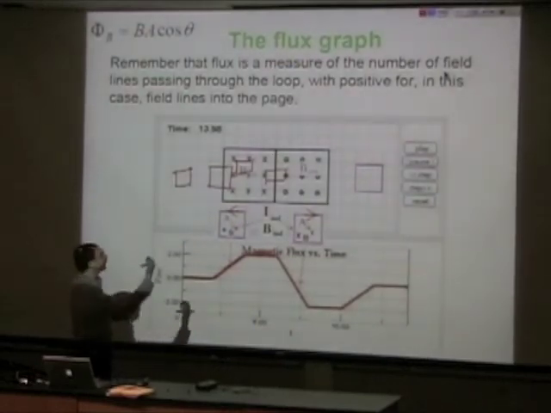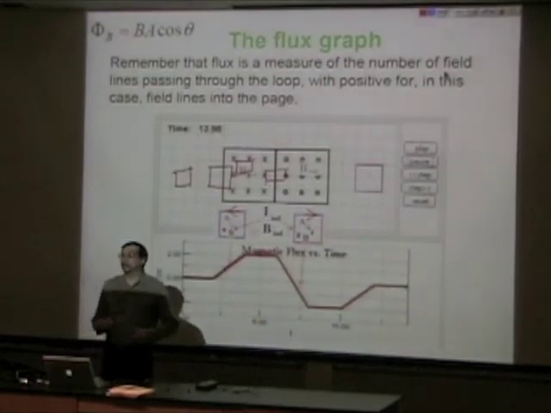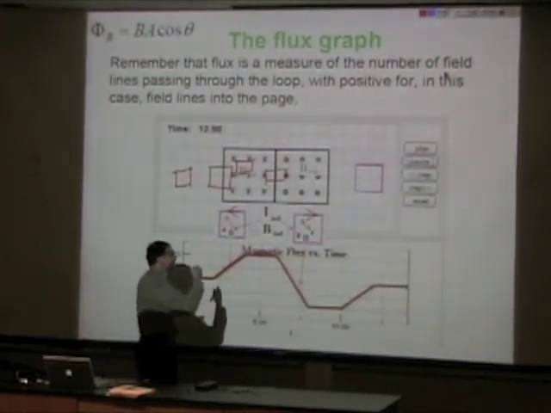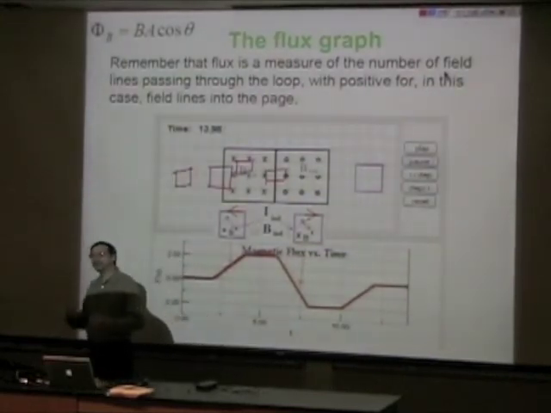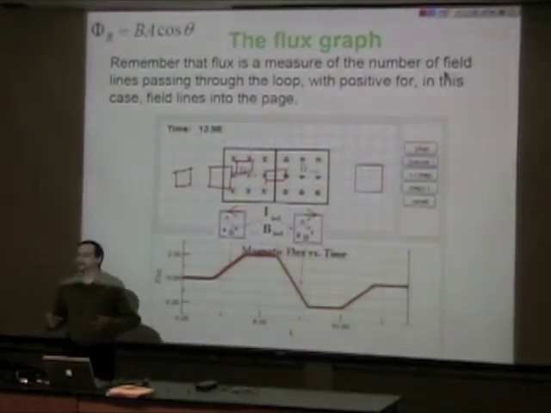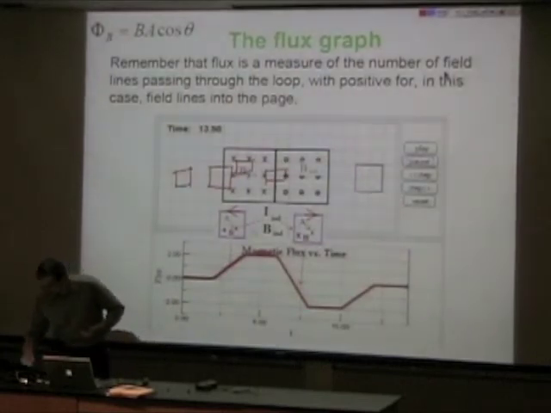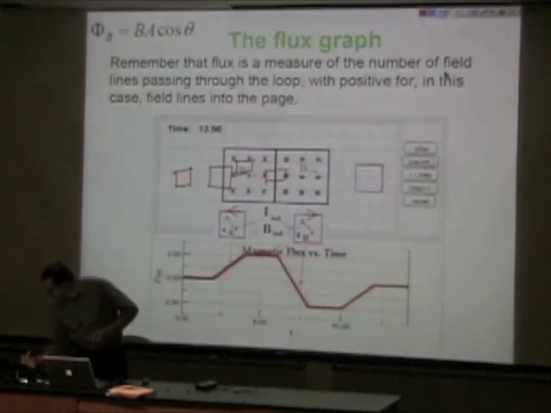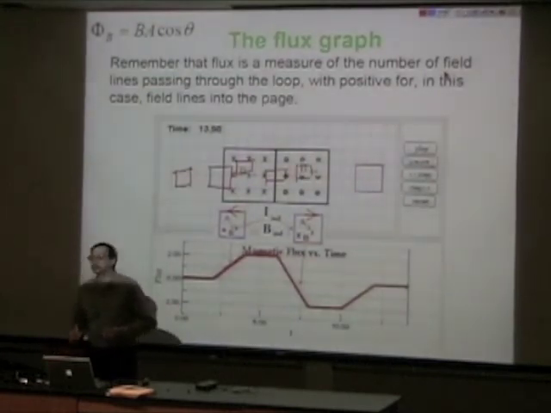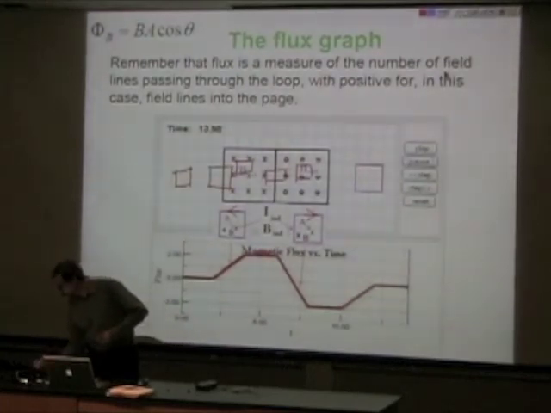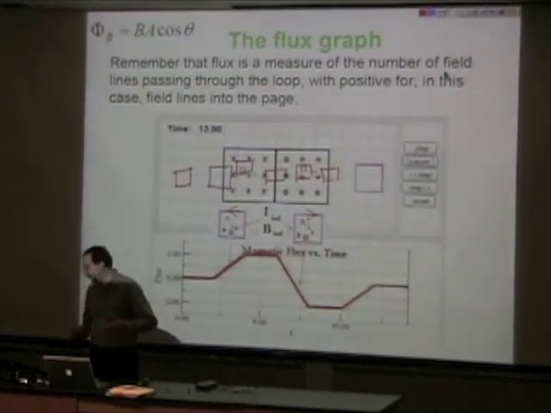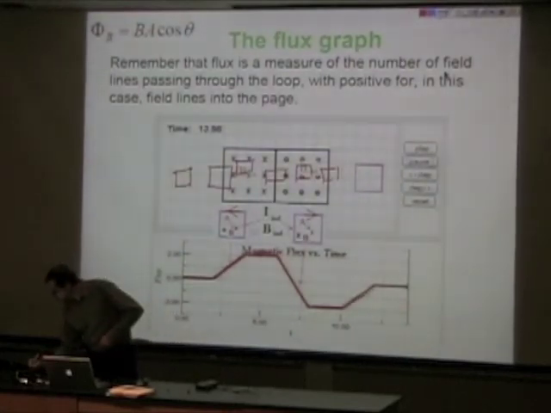Then the loop is entering another region. In that region, the magnetic field changes its direction. So which means positive flux decreases and negative flux increases. So it doubles the speed of the change which is happening to the flux. And eventually this loop is again completely in the second region, and the flux doesn't change anymore. And finally this loop leaves the magnetic field, and the flux gradually goes to 0.